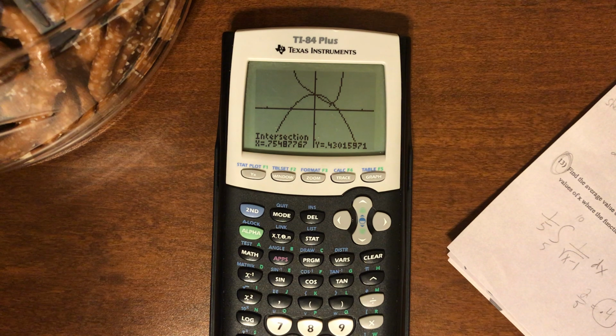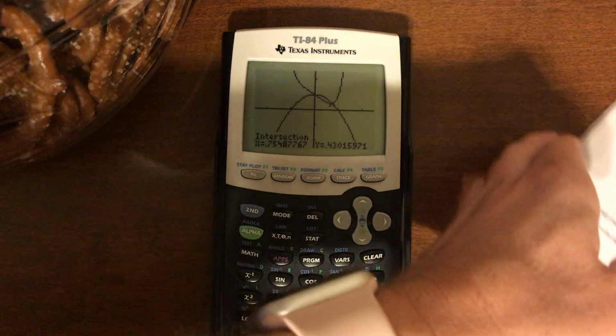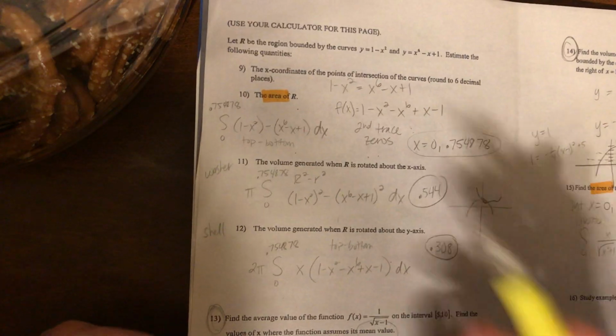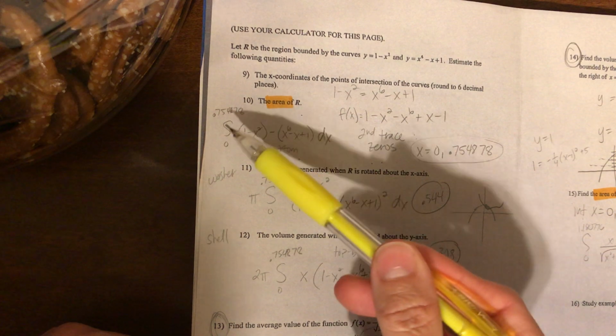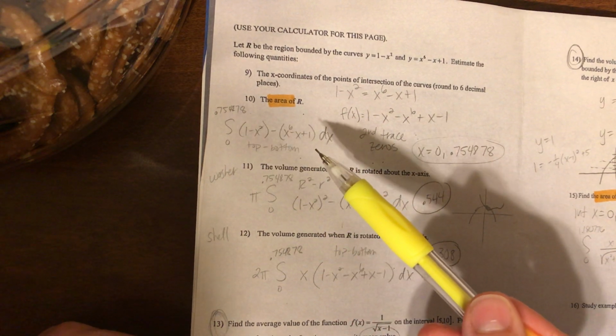And so now we can just set up our integral. We're going to integrate from 0 to 0.754878 of top minus bottom. And so your equation should look something like that. You can even put that in your calculator and have it calculate for you.